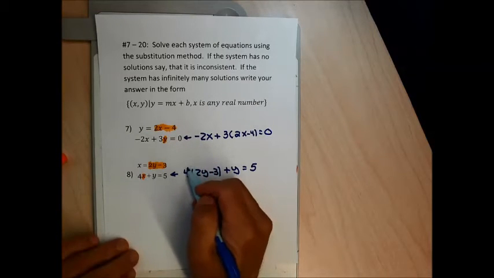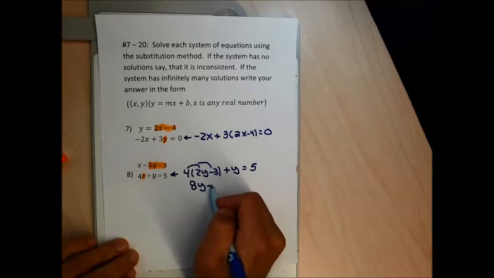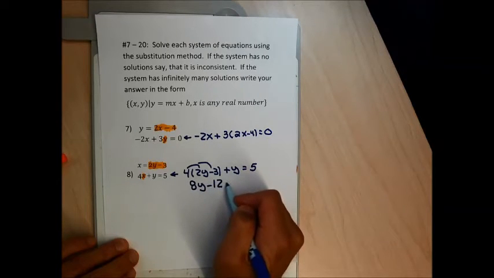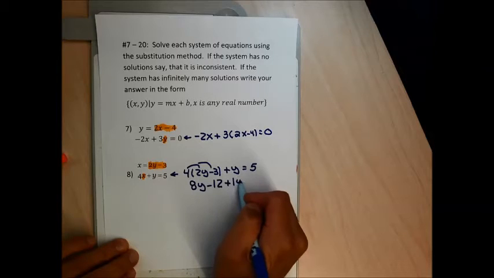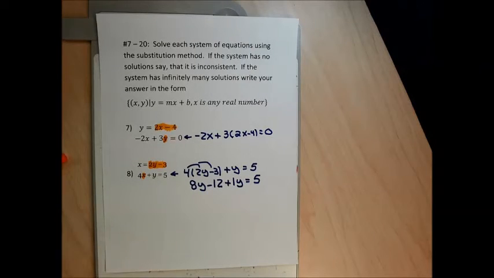So I'm going to clear the parentheses here. I'm going to go 4 times 2y and get 8y. 4 times minus 3 and get minus 12. And this is really plus 1y equals 5, just to make sure that when I combine these I do well.